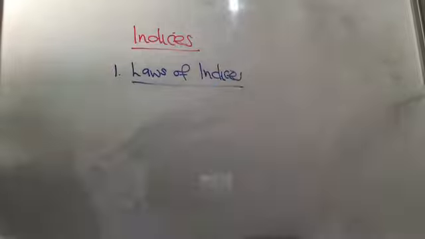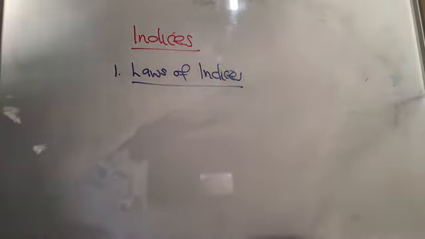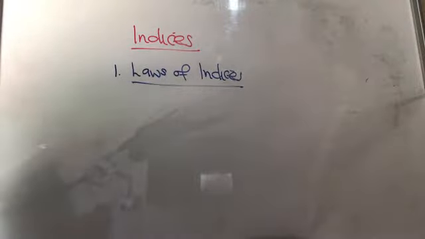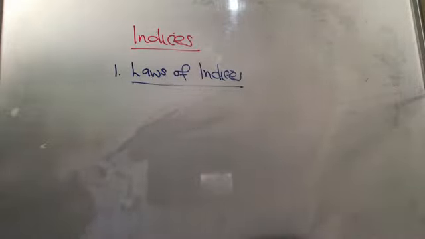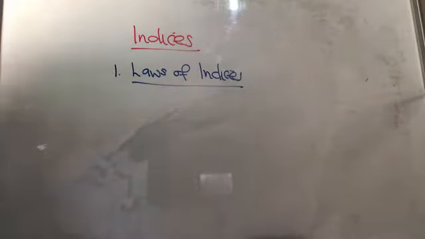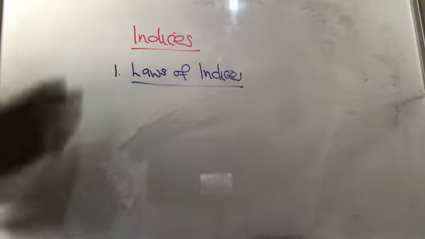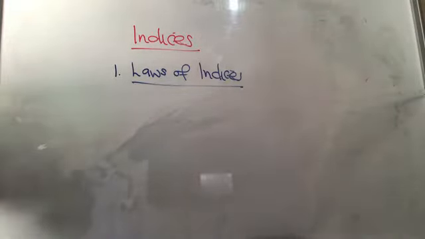So this chapter is governed by laws. That means if you don't abide by these laws, then you are not going to be awarded marks. In other words, you have committed a mathematical crime, so to speak. So for you to pass mathematics, particularly on this chapter, you need to follow the laws. You need to respect the laws.